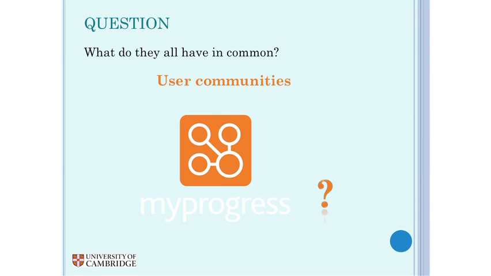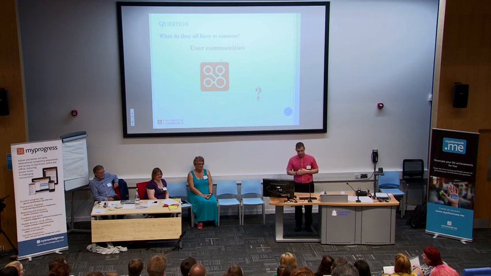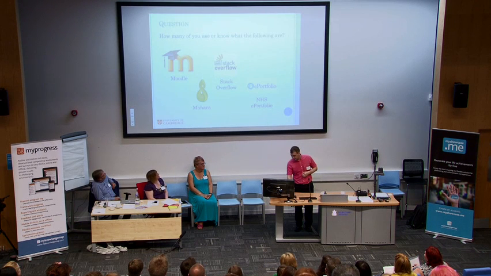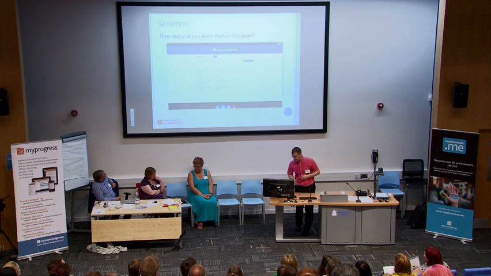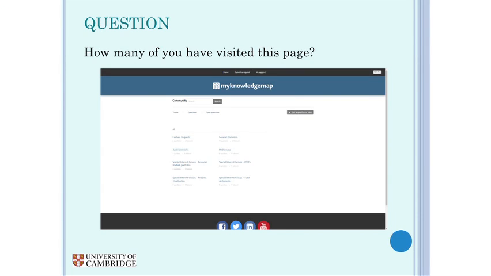What about My Progress? Does it have a user community? Okay. What is a user community? A user community, if I can get the mouse to work. Okay. First of all, how many of you know what this page is? Anybody ever visited this page? Okay, so this is My Knowledge Map's user community support page. Okay? Now, by user community, what I effectively mean is, rather than turning to My Knowledge Map to answer all the questions, we help each other.